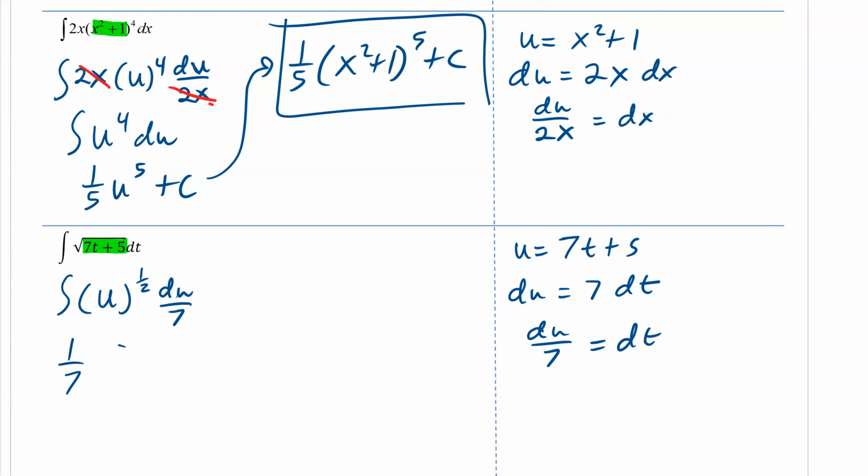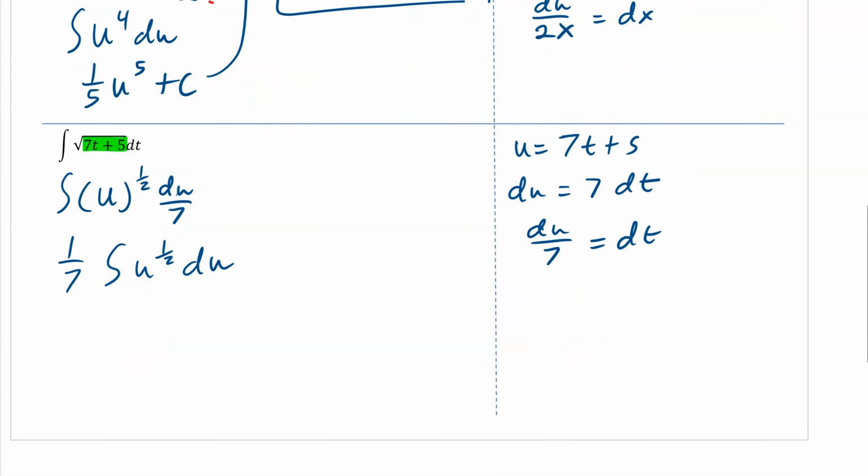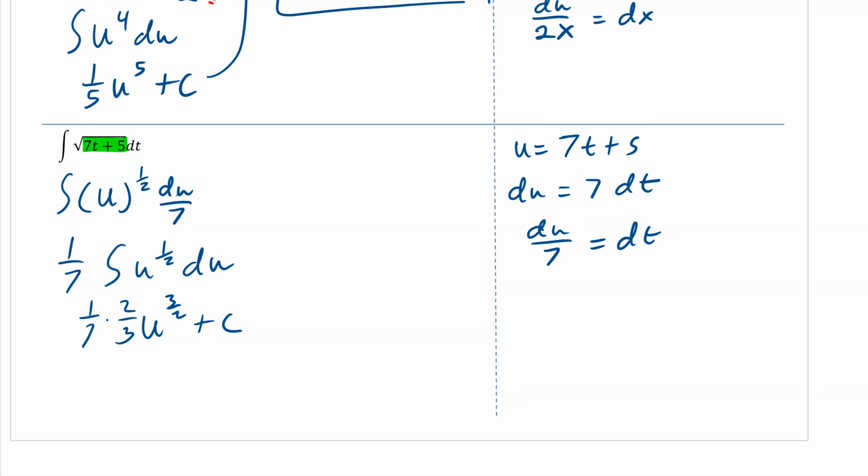So it's 1/7 u to the half du. And then we add 1, flip it, put the 1/7 in front, and that gives us 2 over 21. And there you have it.